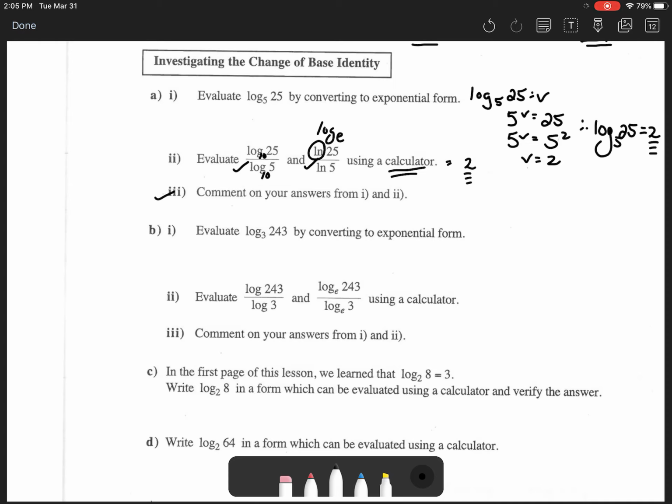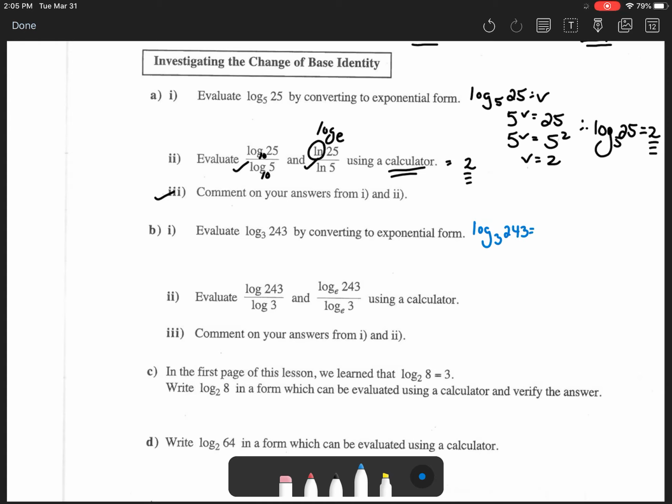Part 3 here says comment on your answers from 1 and 2. We just say they're exactly the same. We got 2 whether I solved it algebraically in the first part or used my calculator in the second part. Okay, example B. Almost identical, just using different values. So we're going to go log base 3 of 243.